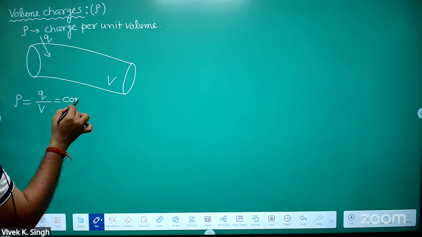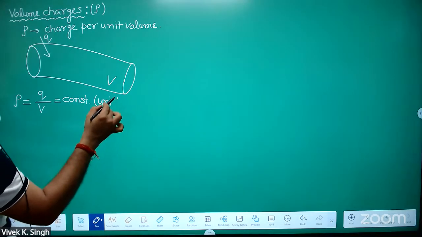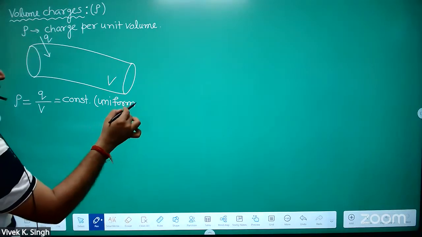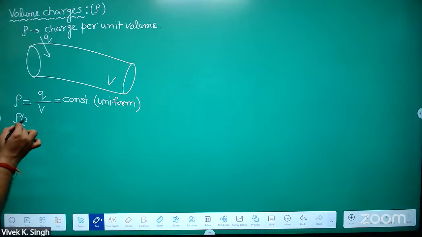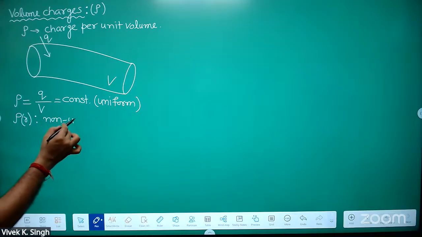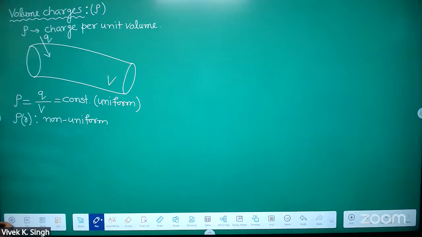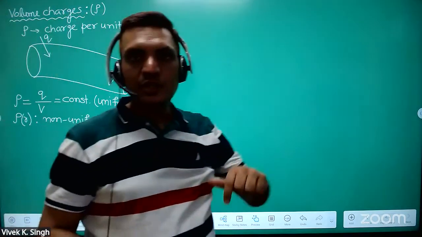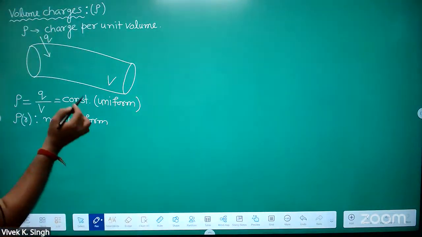If this is constant, we say that the distribution is uniform. Is it correct? And if rho is a function of r, we say that the distribution is non-uniform. So it means charge may be distributed uniformly or it may be distributed non-uniformly.